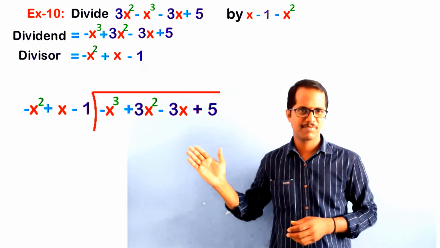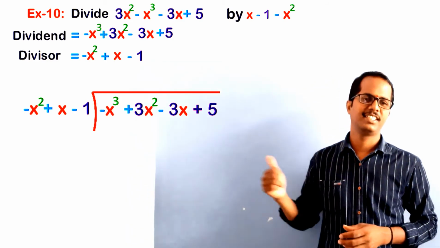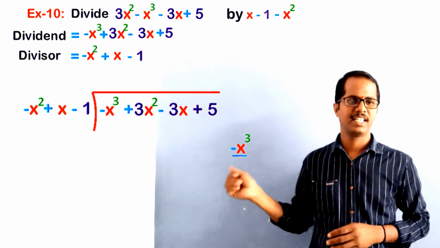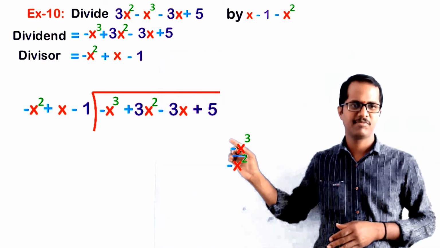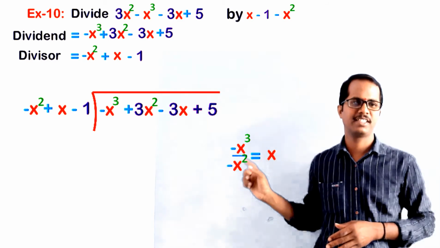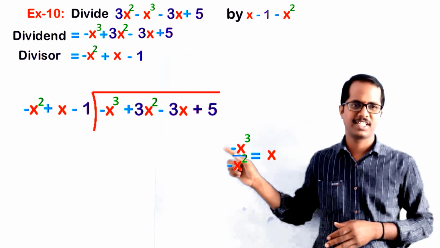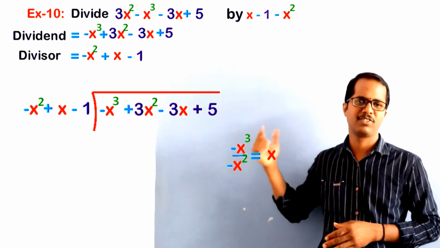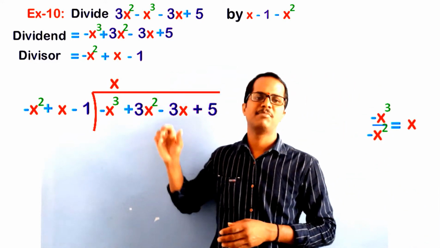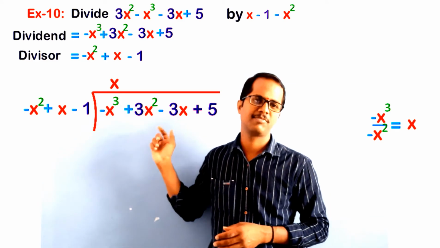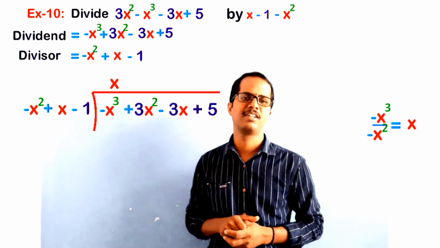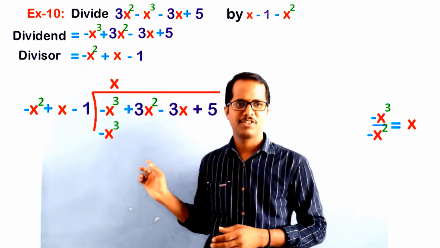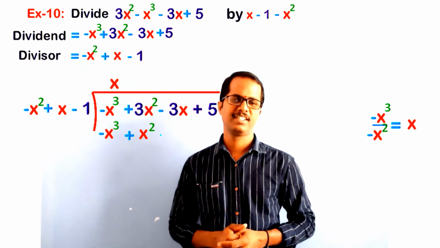So what is the first term of the dividend here? That is minus x cube, and the first term of the divisor is minus x square. So by simplifying minus x cube by minus x square we get the quotient as x. So what is the first term of the quotient? That is x. So let us write the x in the quotient and multiply this x with the divisor, that is minus x square plus x minus 1. By multiplying we get the product as minus x cube plus x square minus x.